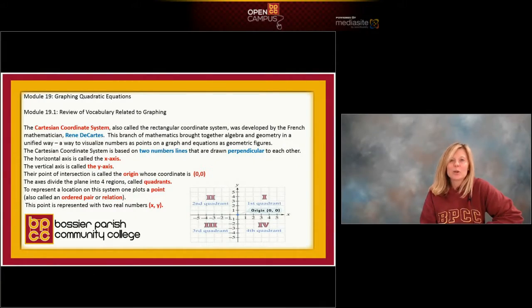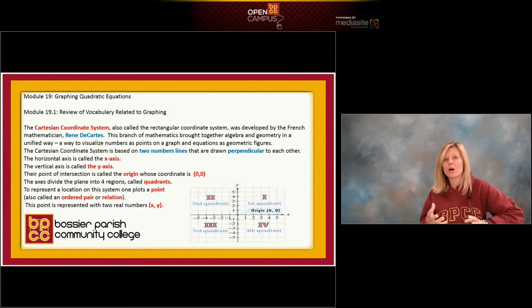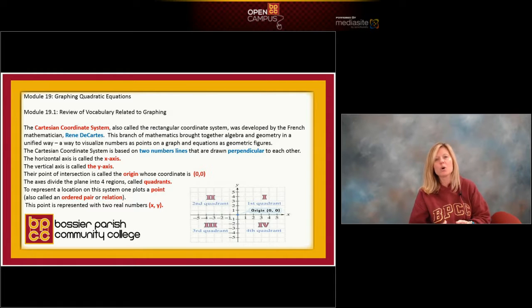Hey everybody, we are now moving into Module 19, which is all about graphing these quadratic equations we just learned how to solve. So in this module, we'll go back to using our skills at graphing. So in this presentation today, let's just review our vocabulary that we learned from Algebra 1 related to graphing.